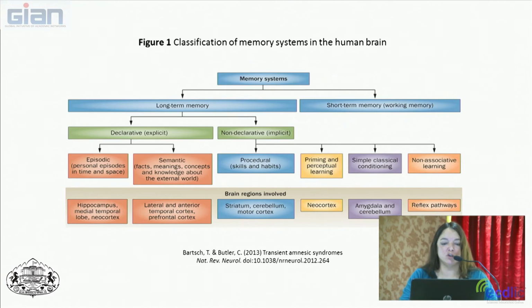Okay, here's a little chart of classification of memory systems in the brain. And like I said, we'll go through this in more detail when we get to the memory lecture. So you have the long-term and the short-term memory, and long-term memory can be divided down into declarative and non-declarative, and you can have different types of both declarative and non-declarative that we'll get into.